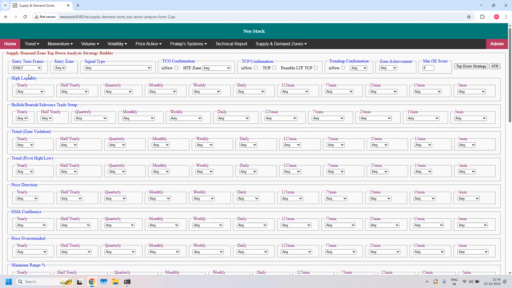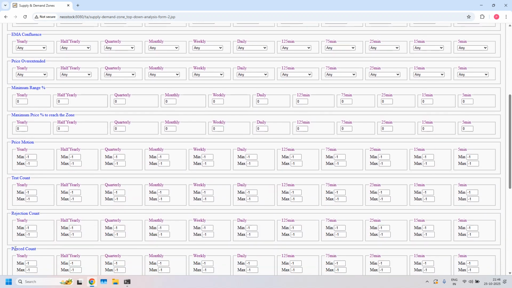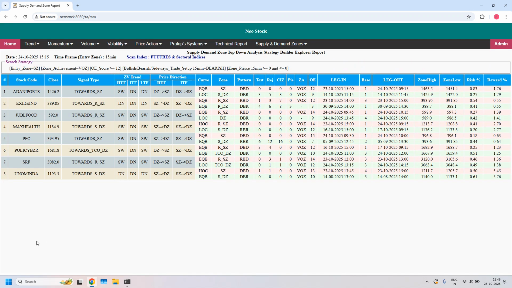Next, bearish trade setup. Entry time frame 15 minutes, entry zone, supply zone. Bullish or bearish at 15 minutes, I am selecting bearish. Zone achievement VOZ, minimum odd enhancer score 12, and 15 minute supply zone should not be pierced. So in the pierced count parameter at 15 minutes time frame, minimum value 0, maximum value 0. So with these filters, we got 8 stocks supporting bearish trade setup for daily income trade.